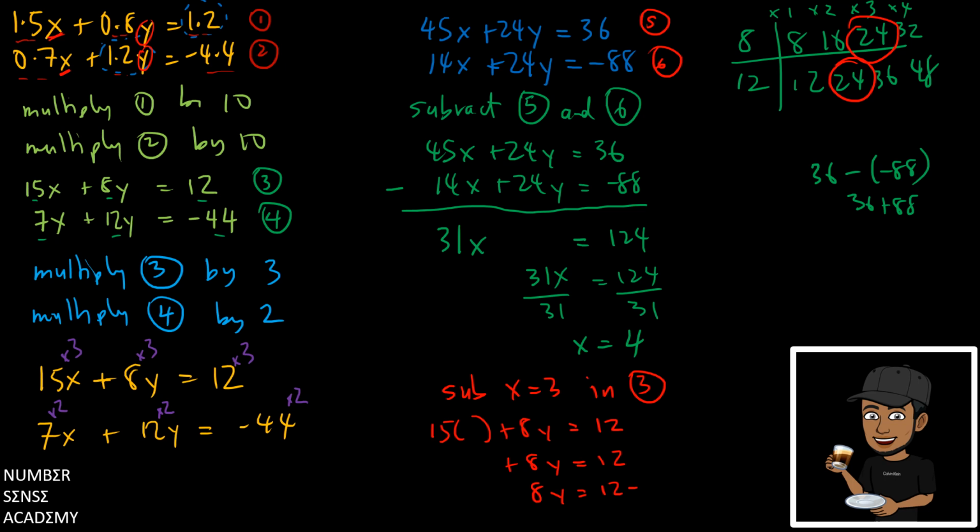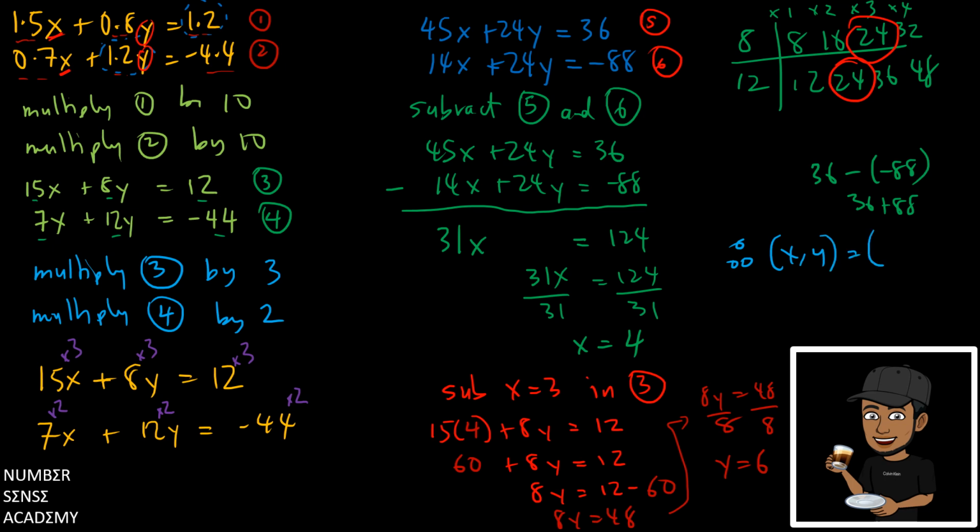So this is 15 times 4, which is 60. 12 minus 60 is negative 48. So 8y is equal to negative 48. I'm going to squeeze that right here. So I have 8y equals negative 48. Divide by 8. Divide by 8. y is equal to negative 6. So now, therefore, the solution, x and y, is 4, negative 6. And everybody's good. Everybody's happy.